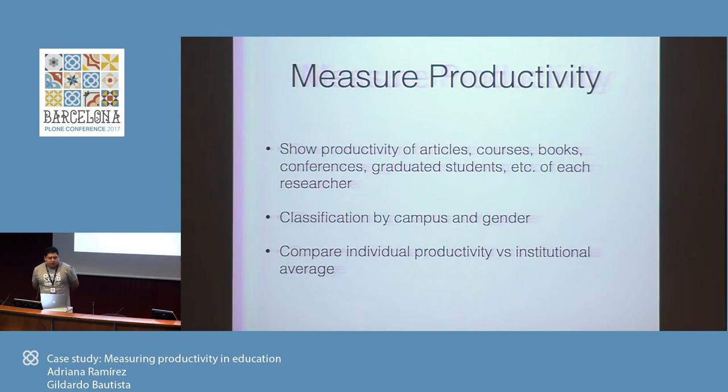So what we measure is the number of articles the researchers publish every year, the number of courses they taught, the number of books they write, conferences they give, how many students they graduate by year, and some other things. That's by researcher, and then we have to count all that and report as a unit.